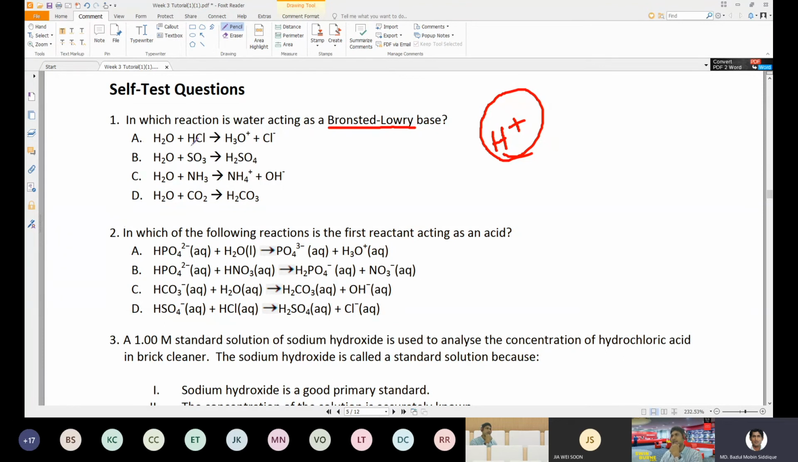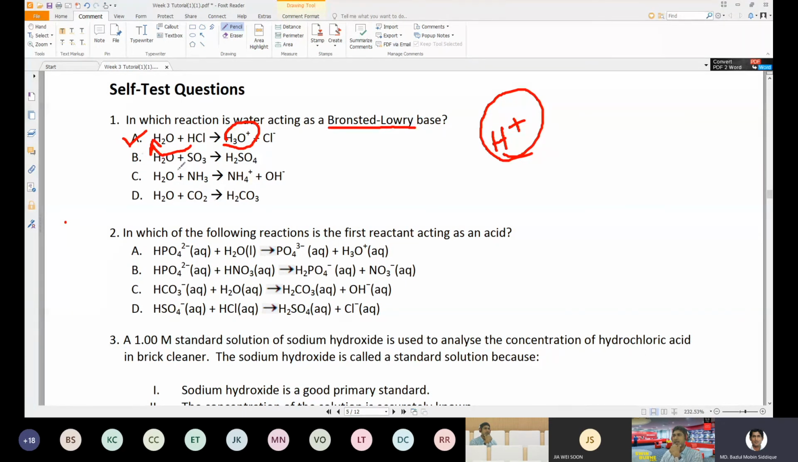So here we see that HCl is giving one hydrogen ion or proton to water, and water becomes H3O+, right? So water is taking the hydrogen ion. So here it is the hydrogen ion. In this case, water is acting as a base, okay, because it's taking the hydrogen ion.